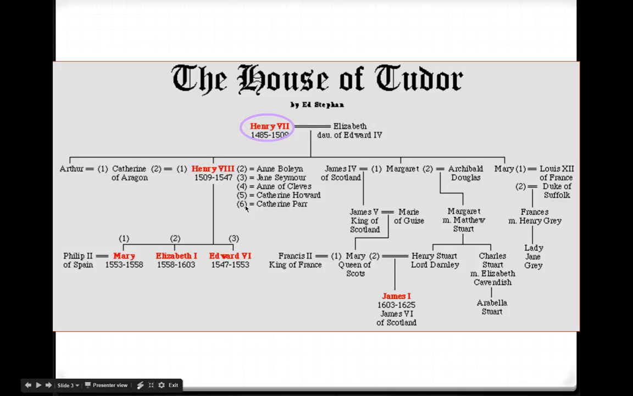And wives 2 through 6. His 3 children from wives 1, 2, and 3. And unfortunately, the dynasty ends with Elizabeth. She does not marry, has no children, and eventually her cousin becomes James I of England with the House of Stuart.